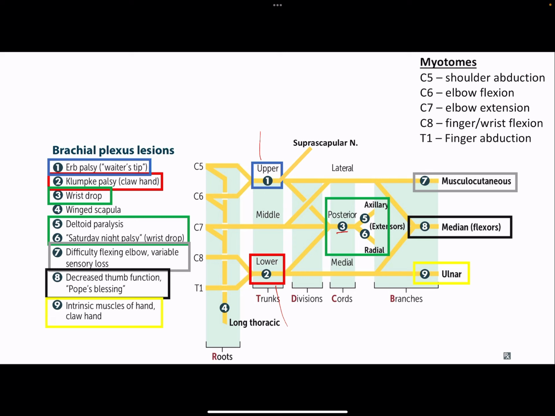So if it's just 5, it's just the axillary. If it's 6, it's the radial. If it's 3, it's going to be both of those together. And what about 4? 4 would be like winging of the scapula, because the long thoracic innervates the serratus anterior. Remember that you can also have winging if you have the latissimus dorsi not working. All right, we're looking at 7.